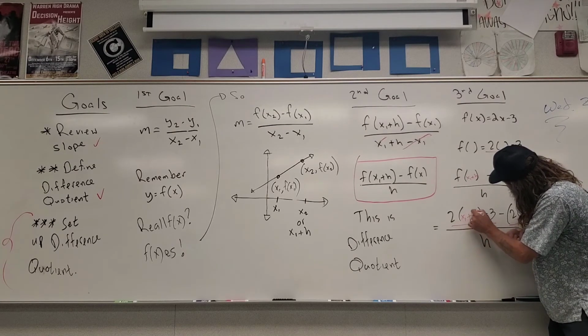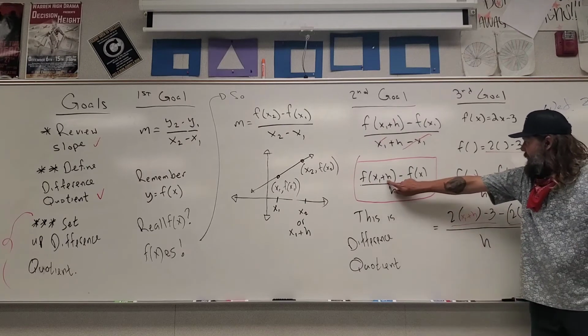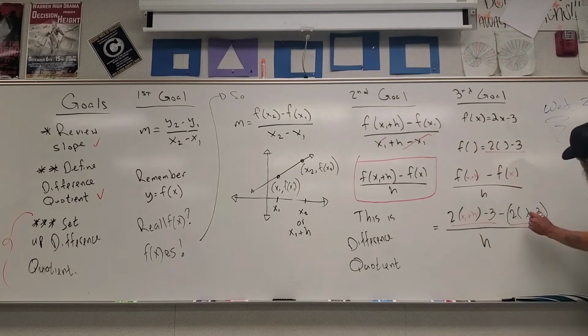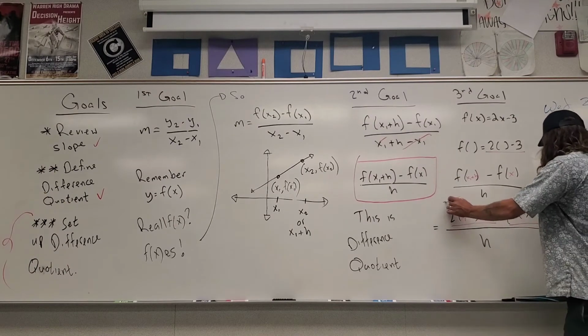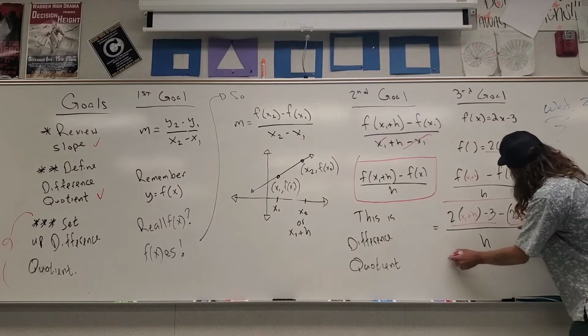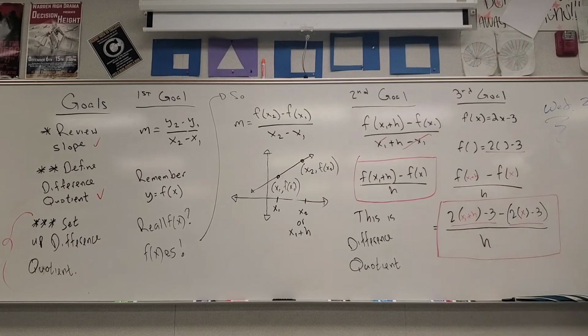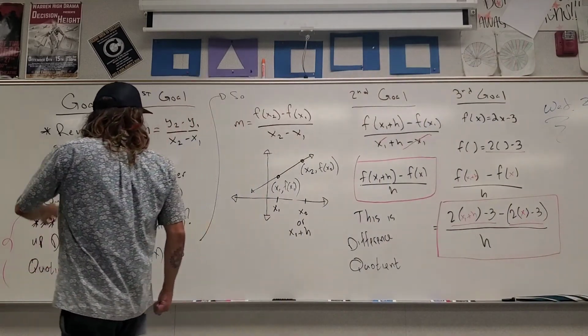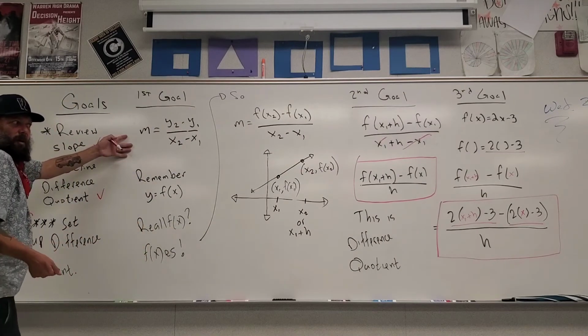x1 plus h, because that's what I told you to plug into the first one, and the second one I'm telling you to just plug in an x. And this is your answer. That's it. That is your final answer. So this is us setting up the difference quotient. Hopefully it makes sense to you that it comes from the formula for slope.